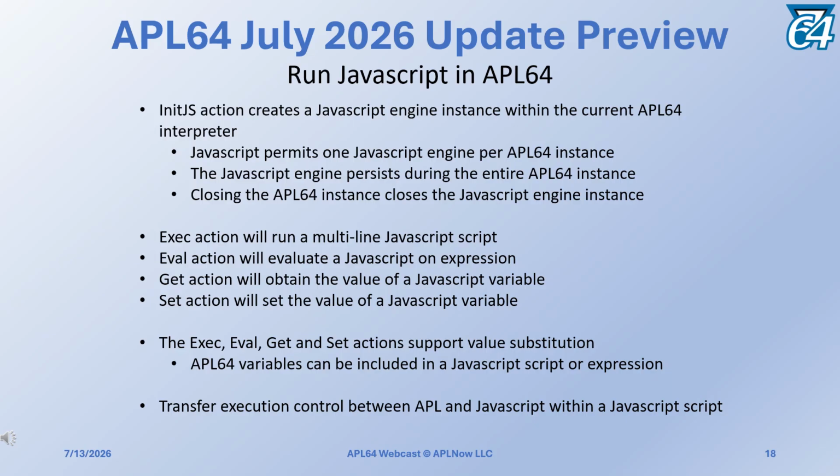The QuadJS exec action can execute a JavaScript script. The QuadJS eval action, with synonym QuadJS get, can obtain the value of a JavaScript expression. The QuadJS set action can set a JavaScript variable value with an APL64 value. The QuadJS exec, eval, get and set actions support value substitution, so that APL variable values can be used in a JavaScript script or expression.